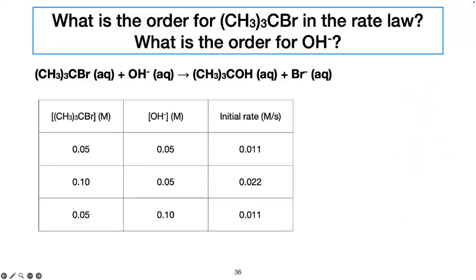Kind of review, what we're trying to get is that rate equals our rate constant times the concentration of CH3CBr times the concentration of hydroxide. We do not know the orders. We'll call them X and Y. So what we want to do is go to the experimental data and ask, what can the experimental data give us that would allow me to determine X and Y?